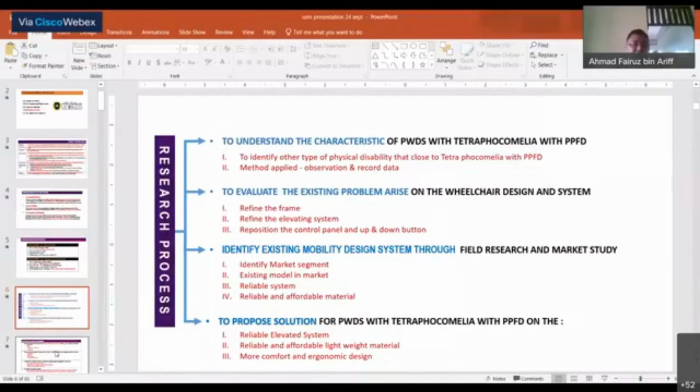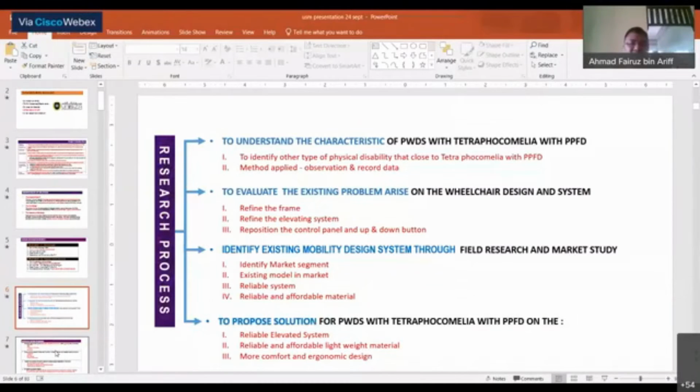Research process. There are four main research processes. The first one is to understand the characteristics of the user, to identify other types of physical disability close to tetraphocomelia, and the method applied is observation and recording data to evaluate the existing problems arising in the wheelchair design and system, which means refining the frame, refining the system, and repositioning the control panel and up and down.